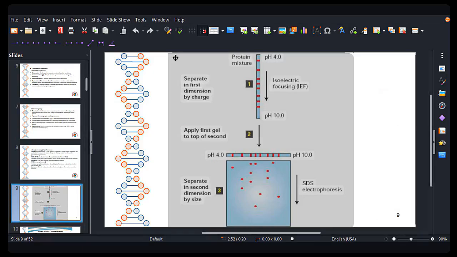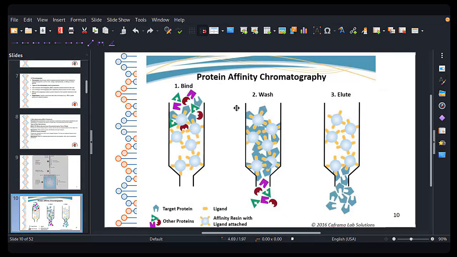Then, it's protein affinity chromatography. So it's a mixture of proteins. Then these are the target proteins. Then ligands are there. Other proteins are there. Then affinity resin with ligand attached. That way you can purify your sample of proteins, right?